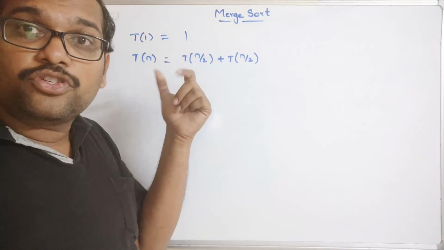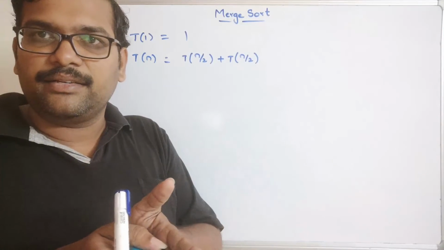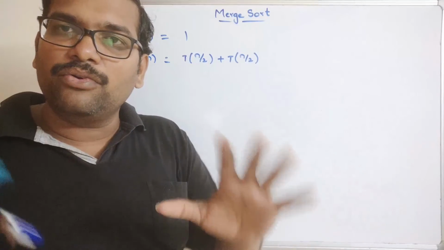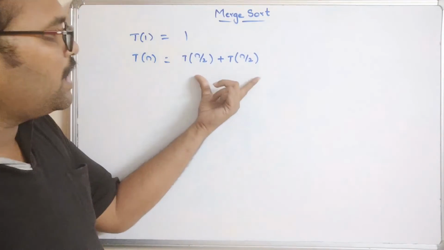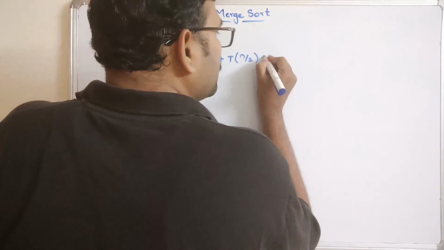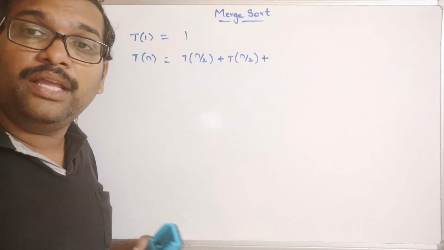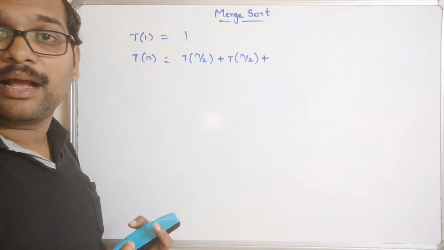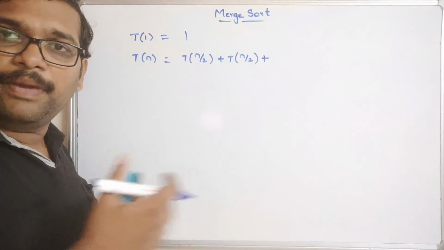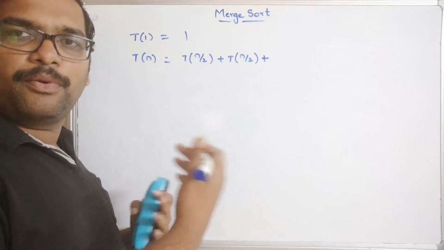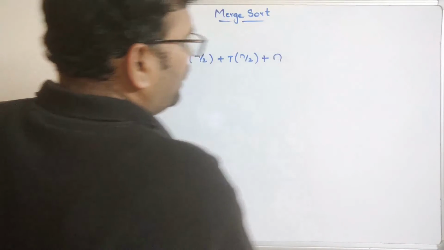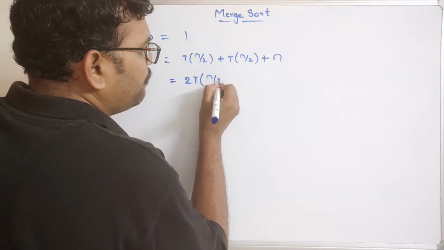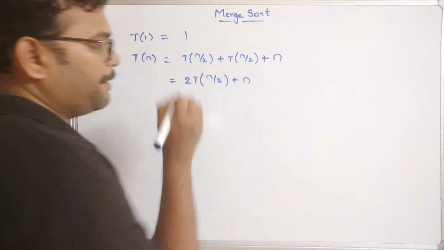But here, we need to solve both the arrays. We are dividing the problem into different parts, and we have to solve all the parts. So we have to consider this one, and plus what we are doing? We are doing n comparisons. So how many elements are there? Then that many comparisons we are doing. So we are comparing each and every element, and we are performing the operations. So plus n. So this we can write as 2T of n by 2 plus n.